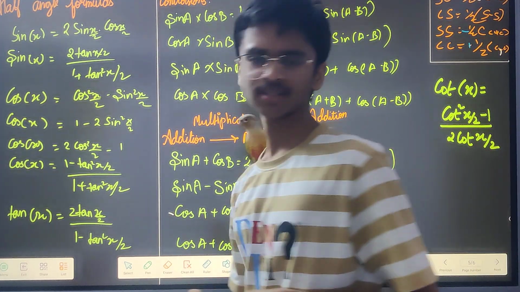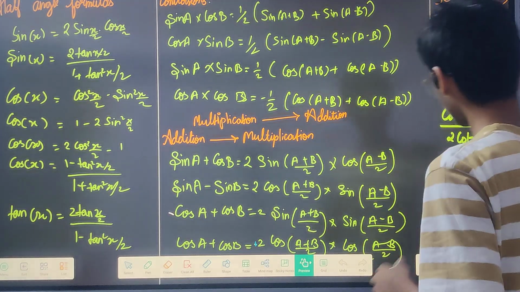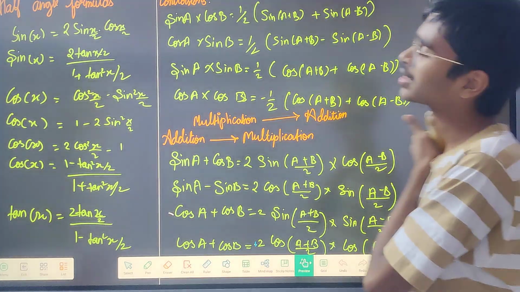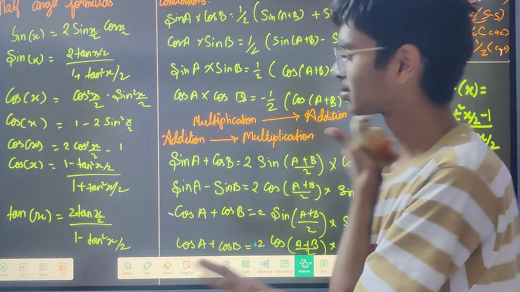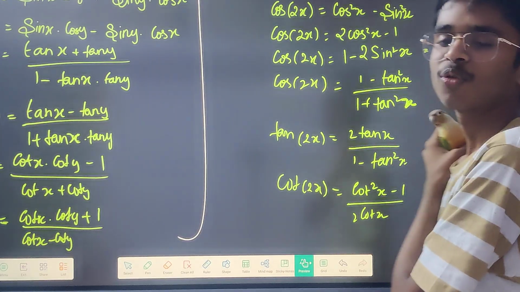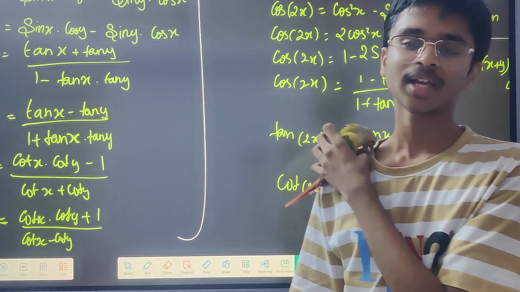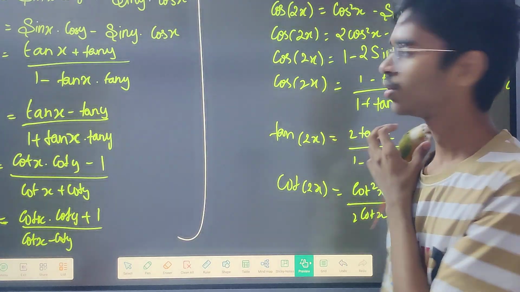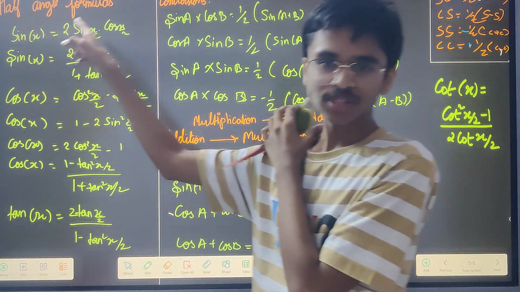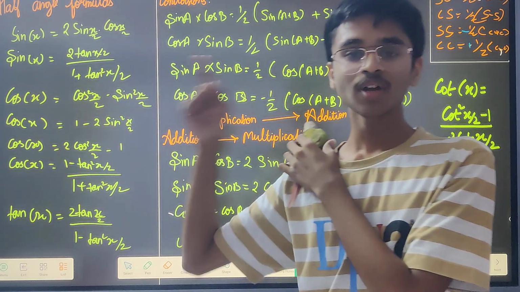Next is half angle formulas. Actually, you only need to remember the formulas up till here, because then all these formulas are easy. In place of x, all you have to do is substitute x by x by 2. See, sin x is going to be 2 sin x by 2 and cos x by 2. And the other formula we have is in terms of tan.